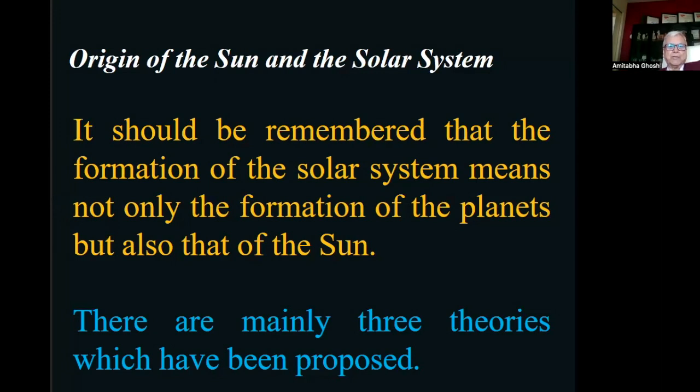Now let us see what is the modern concept of origin of our solar system by the astronomy. Now it should be remembered that the formation of the solar system means not only the formation of the planets but also that of the sun. This whole system has evolved through the same process. And there are mainly three theories which have been proposed so far.